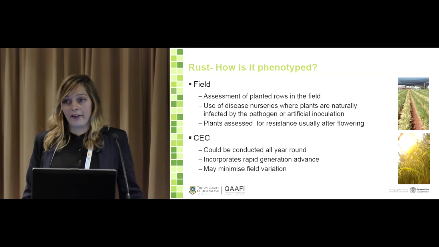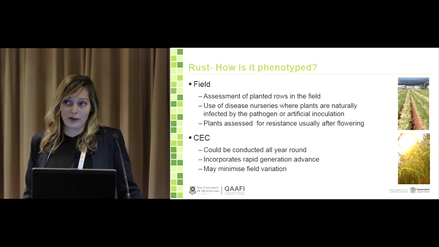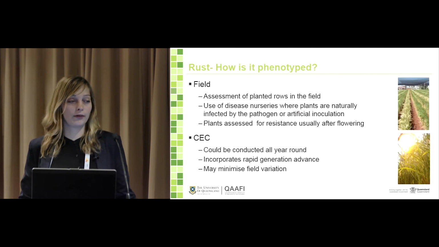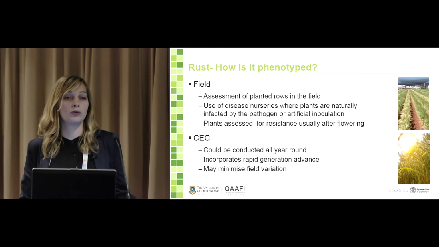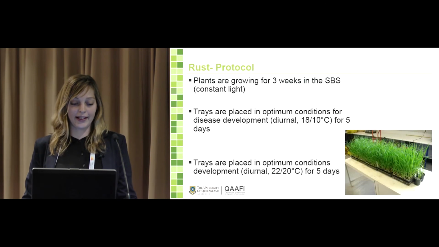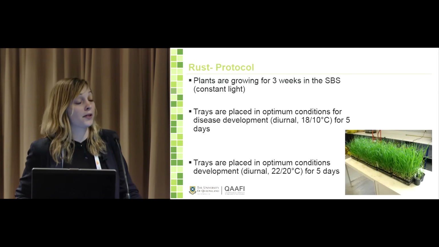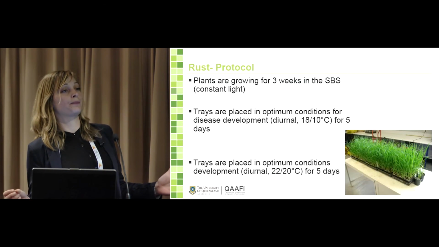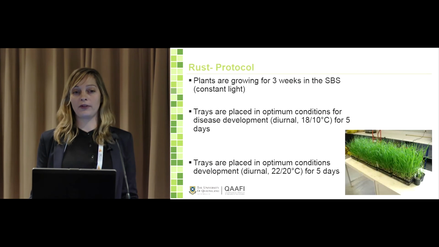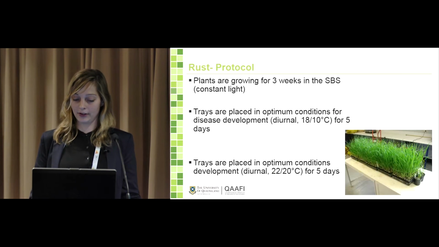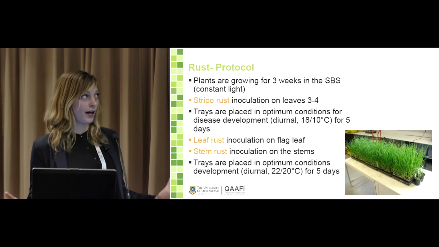If we could phenotype rust in control environment conditions, it could be conducted all year round. We could incorporate rapid generation advance, and it will also minimize the interaction with the field, with the environment. So briefly, that's the protocol that we developed. I guess what I want to highlight here is the idea: why would we screen for one type of rust when we can screen for the three at the same time? So that's the idea, and that's the protocol we developed.